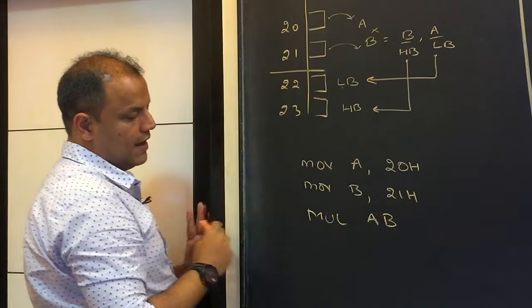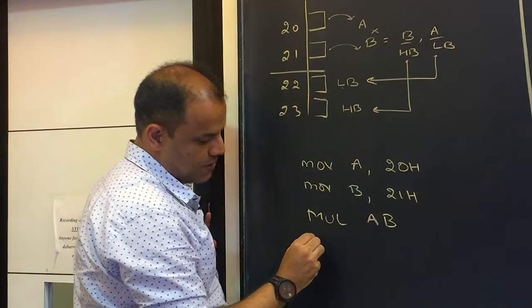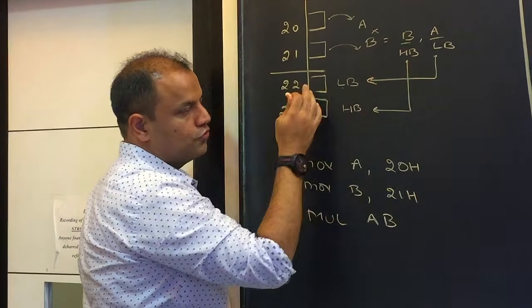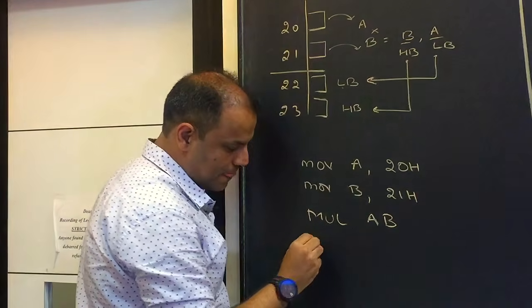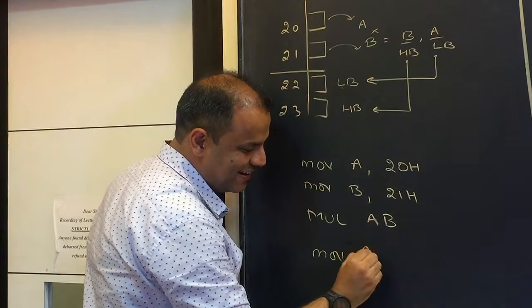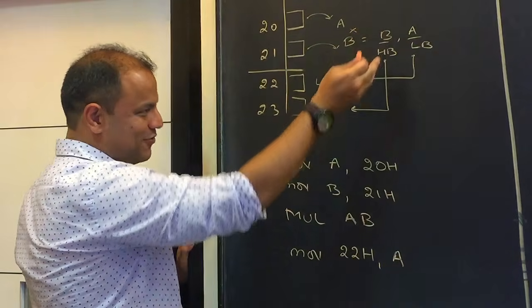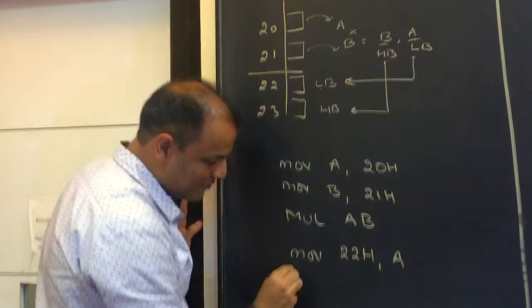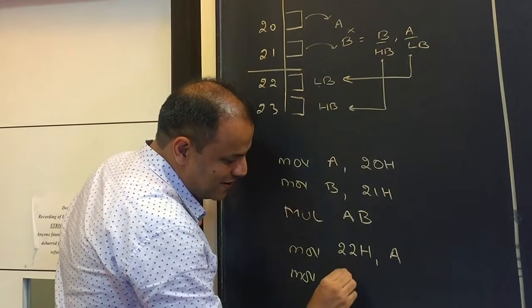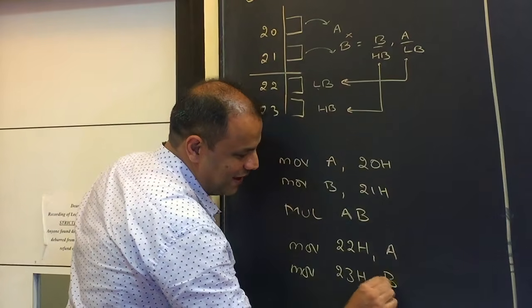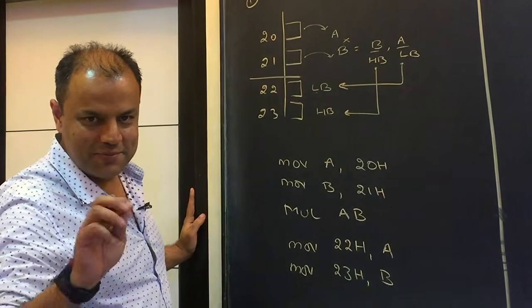Store the value of A at 22. Come on, give me the instruction. From A register, store it at location 22. Move 22H, comma A. Excellent. Now from B, store it at 23. Move 23H, comma B. Job done. That is your program. Tell me, did you understand this?